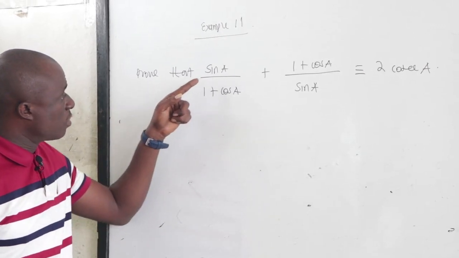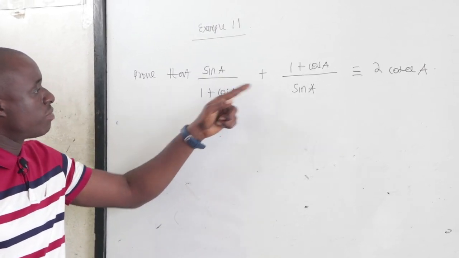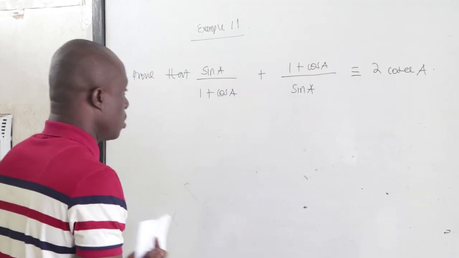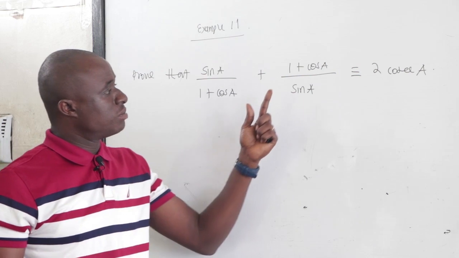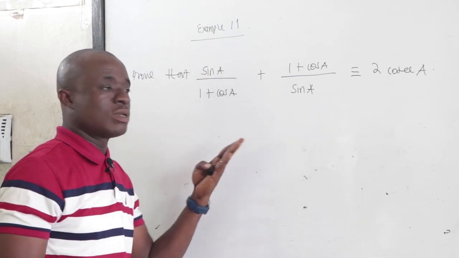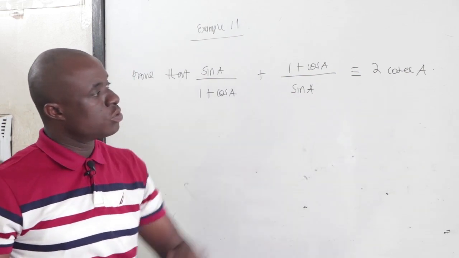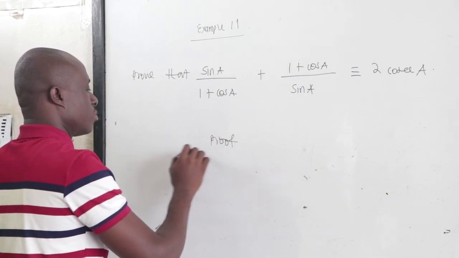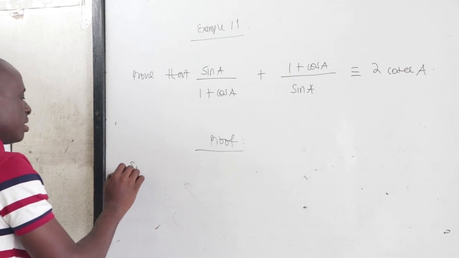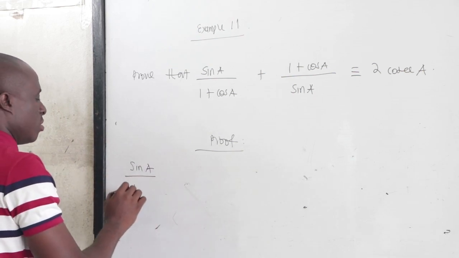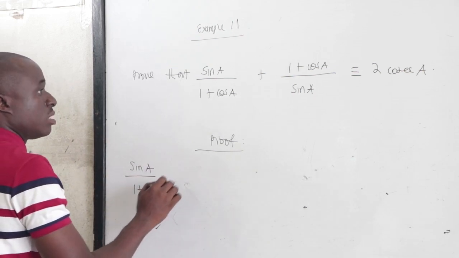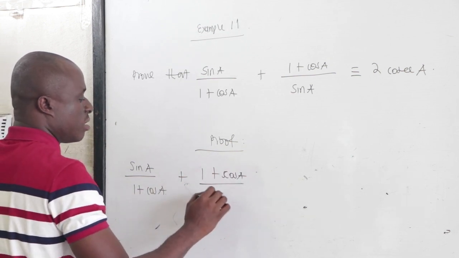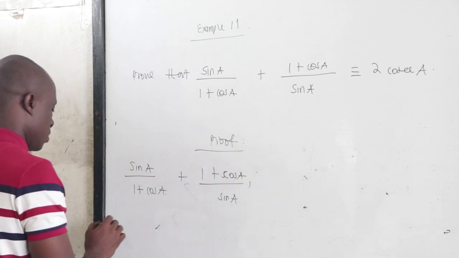We have proved that sine A over 1 plus cos A plus 1 plus cos A over sine A is equal to 2 cosec A. Now, clearly, the complicated part is the left-hand side. So let's try and then show that it is equal to 2 cosec A. Now we have our sine A over 1 plus cos A plus 1 plus cos A all over sine A.